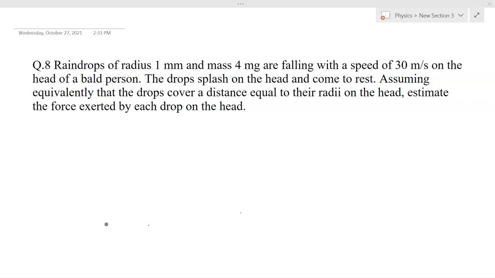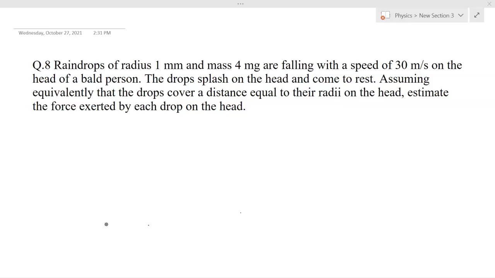Raindrops of radius 1 mm and mass 4 mg are falling with the speed of 30 meter per second on the head of a bald person. The drops splash on the head and come to rest. Assuming equivalently that the drops cover a distance equal to their radii on the head, estimate the force exerted by each drop on the head.